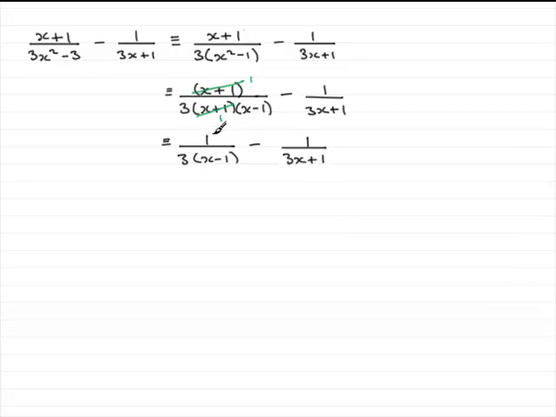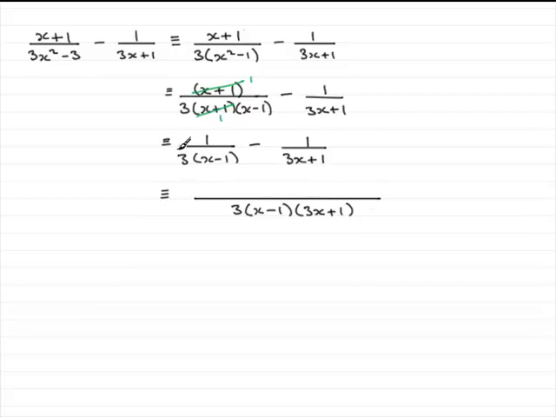So we've simplified this first fraction as far as possible, and now we're in a position to put this over a common denominator, turn both of these fractions into a common fraction, and that denominator is going to be the 3 and x minus 1 and the 3x plus 1.